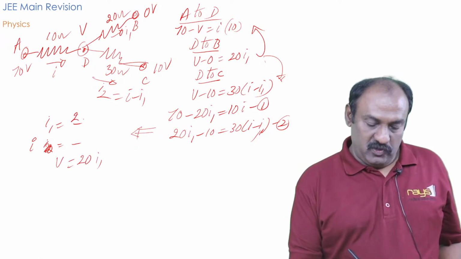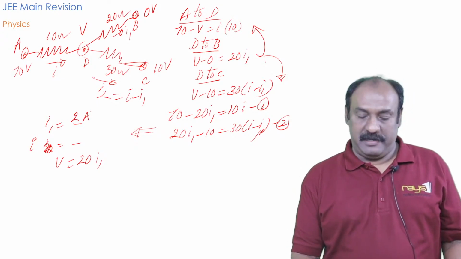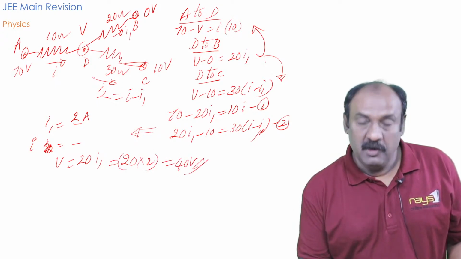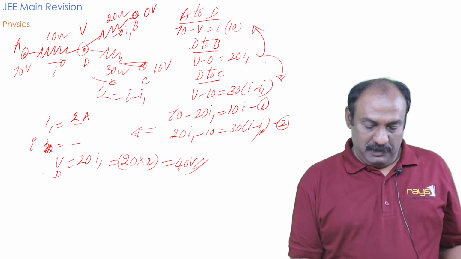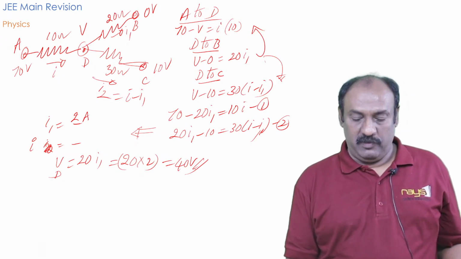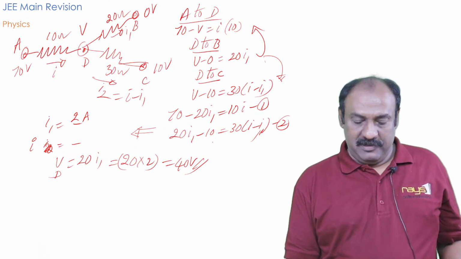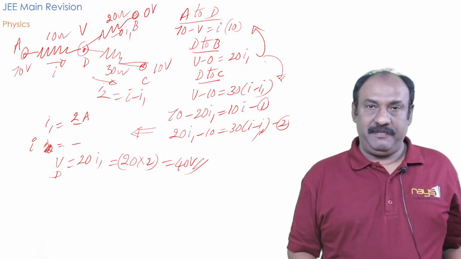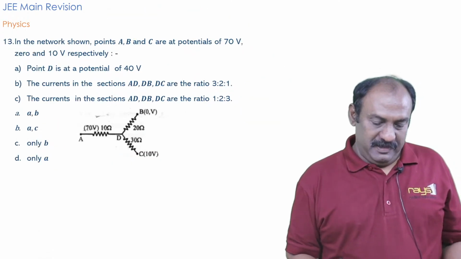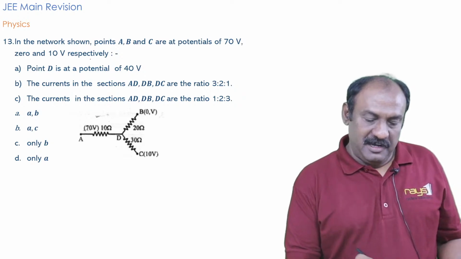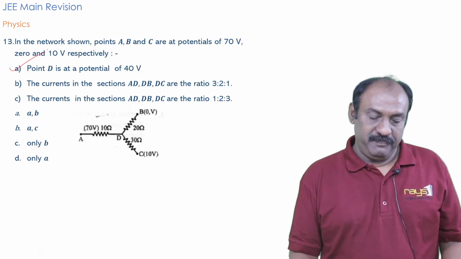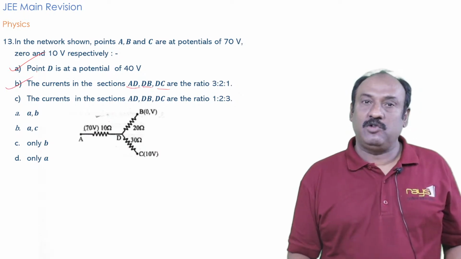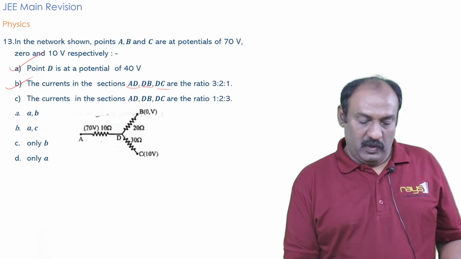After calculation you get the I1 value as 2 ampere. Therefore 20 into I1, that is 20 into 2, equals 40 volt, which is the potential at junction D. On that basis you calculate I. So the potential at point D being 40 volt is correct. The currents in the sections AD, DB and DC are also in the ratio 3:2:1. That is also correct.